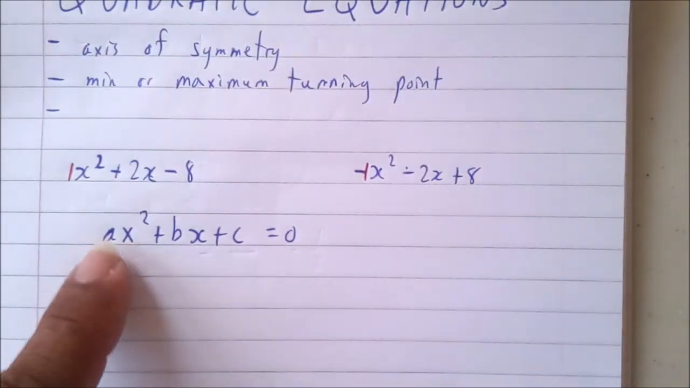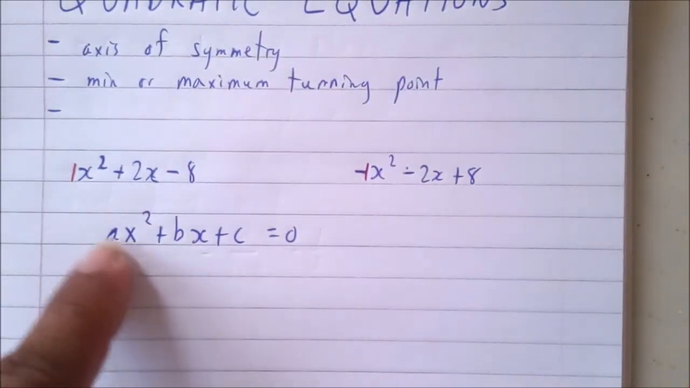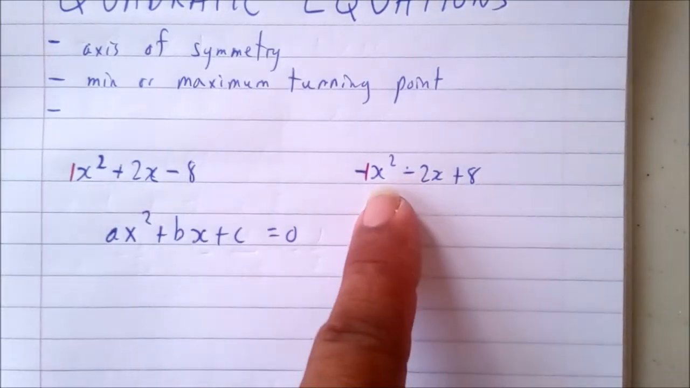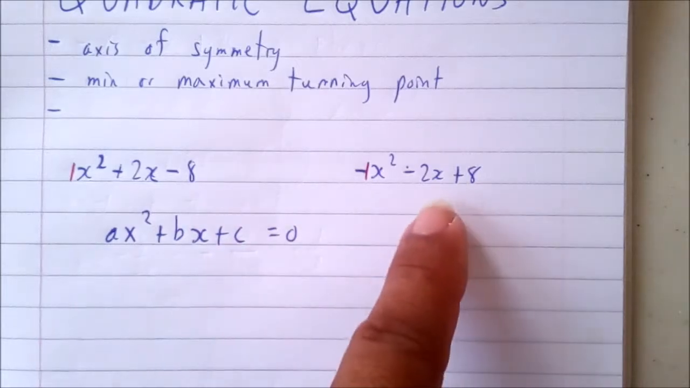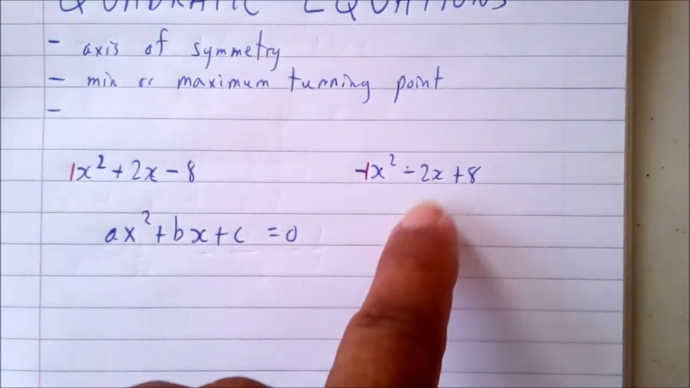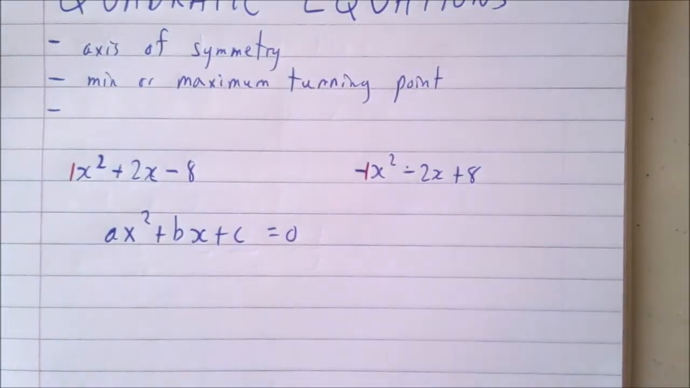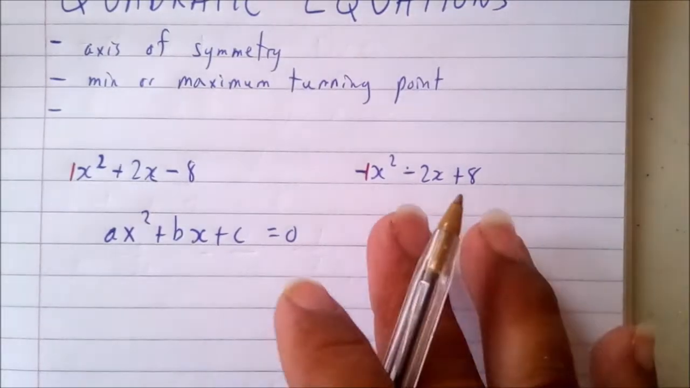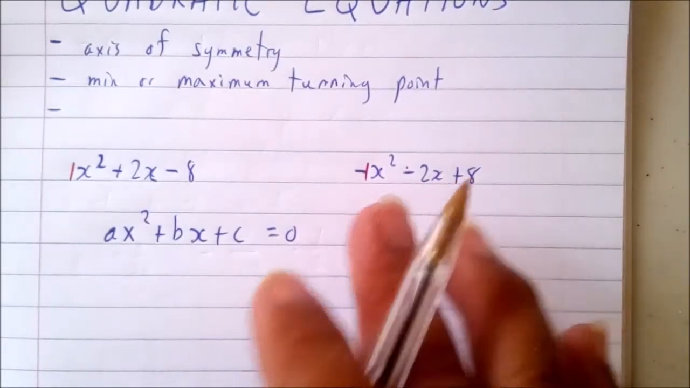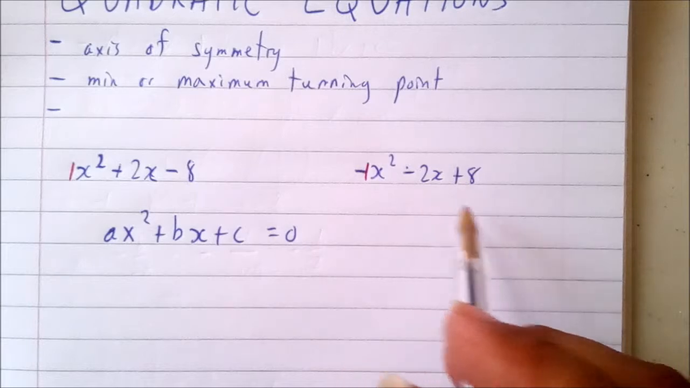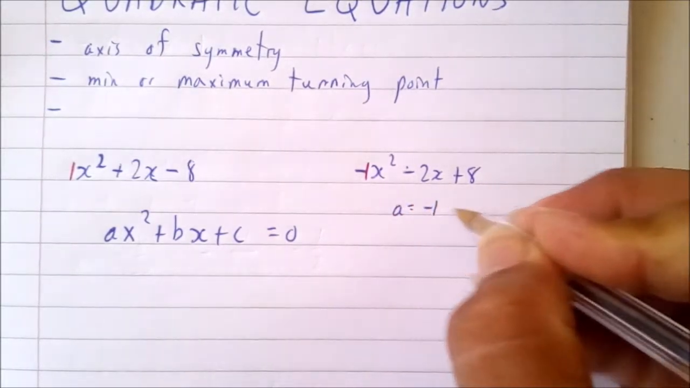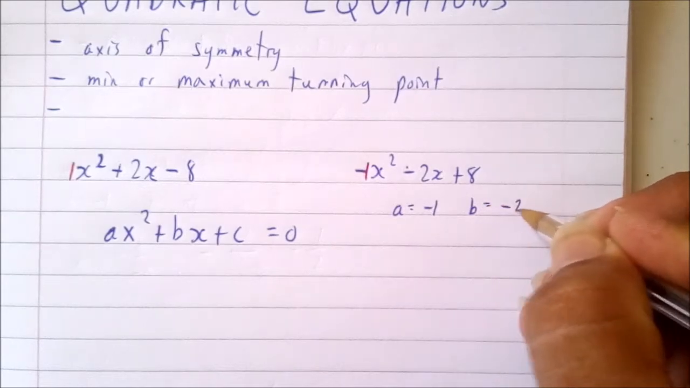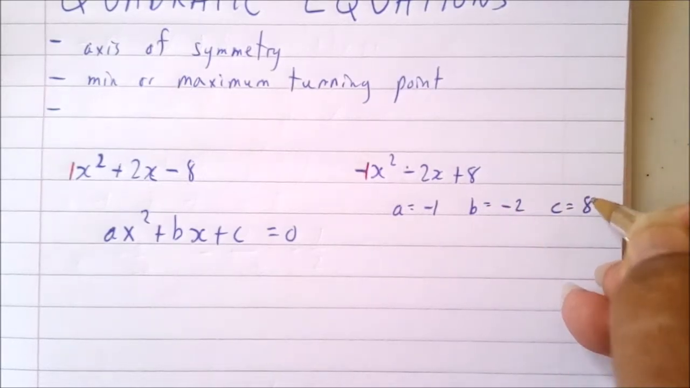Now notice the a is the value in front of the x squared. The b is the value in front of the x. So let's start with this one here. Now, whenever you have something like this, it's good to identify a, b, and c. In this case, we have a equals negative 1, b equals negative 2, and c equals positive 8.